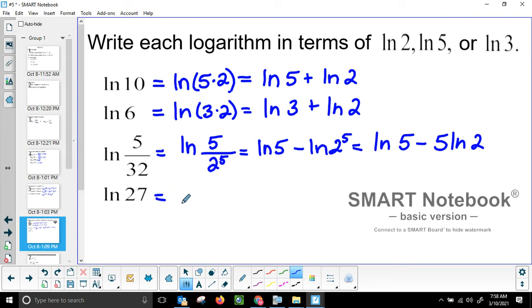This will work very similarly here. 27 is, of course, 3 cubed. So I can take this exponent, move it out in front as a multiplier, and this becomes 3 times ln of 3. So now these are all written only in terms of ln2, ln5, or ln3.